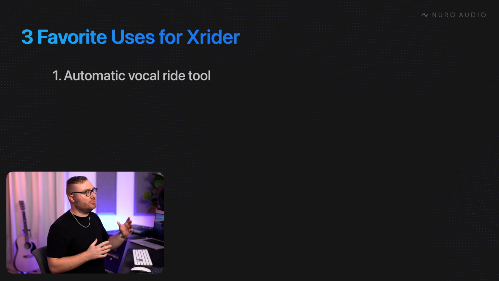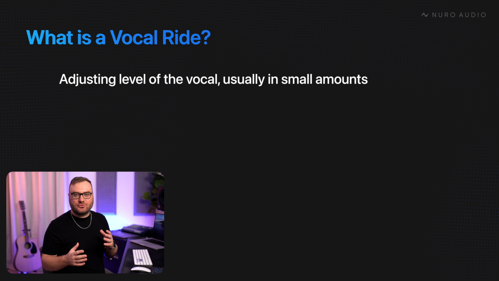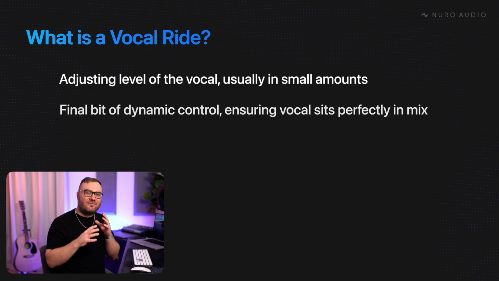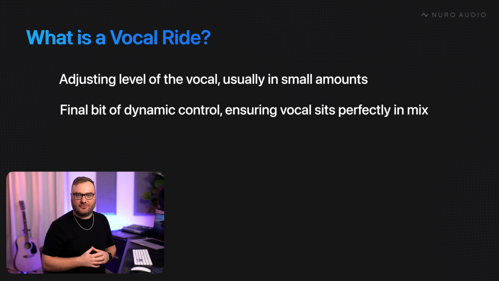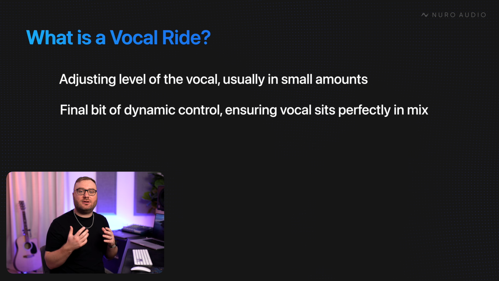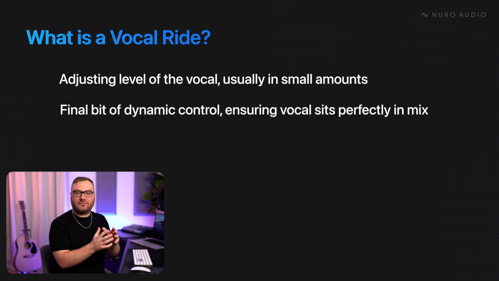The first and most popular way to use a tool like Xrider is to perform automatic vocal rides. A vocal ride is where you adjust the level of the vocal, usually in small amounts, to give it that final bit of dynamic control so that it always sits perfectly in the mix. Of course, you've already done all your compression and other processing. This is just the final touch to make sure that it's always sitting perfectly in the mix.